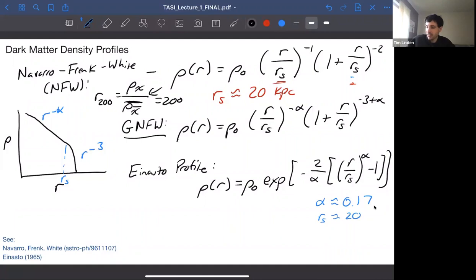Einasto first wrote this down to fit density profiles of luminous objects in galaxies with different values of alpha. And then it turns out this fits dark matter density profiles fairly well as well.